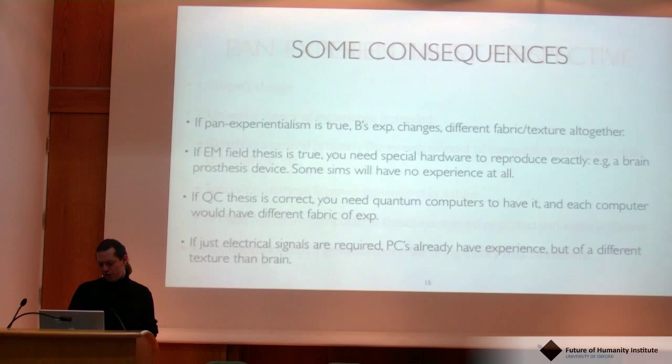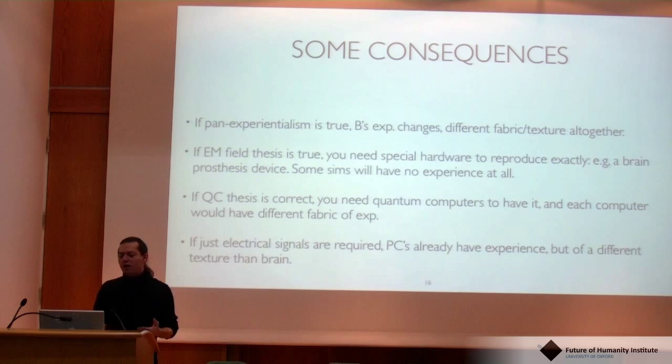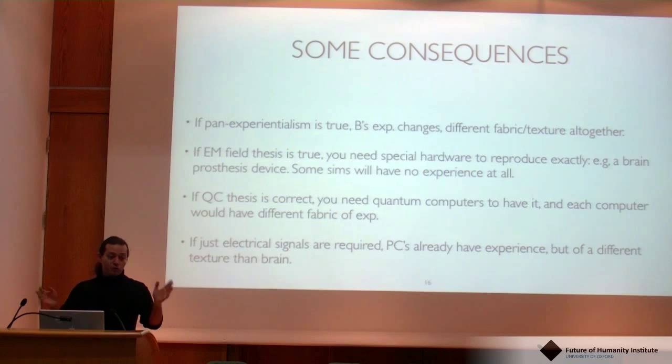And some consequences. If panexperientialism is true, this experience radically changes. If the EM field hypothesis is true, that is, subjectivity is mostly an EM field property, you need special hardware to reproduce exactly the experiential states. If you miss them, the simulation or prosthesis device might lack subjective properties altogether. And if quantum computation physics is correct, you probably need a universal quantum computer, or a quantum computer of some sort, to implement subjective experience. But each quantum computer would have a very different kind of subjective experience, because it would depend on whether you're using electron spins or gluons or some other quantum state.